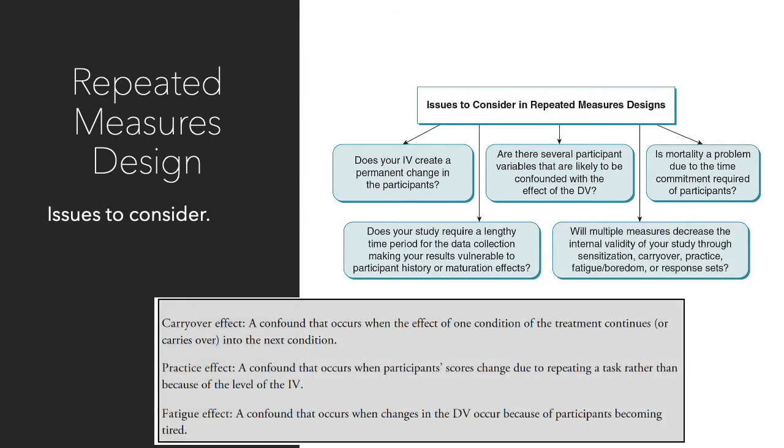Your textbook takes some time to kind of define these things that are listed here. Carryover effect, practice effect, fatigue effect. These are very specific types of confounds that can result as a function of the repeated measures design. But they're very similar to other threats to internal validity that we've talked about in other contexts. Pretty simple stuff, y'all.